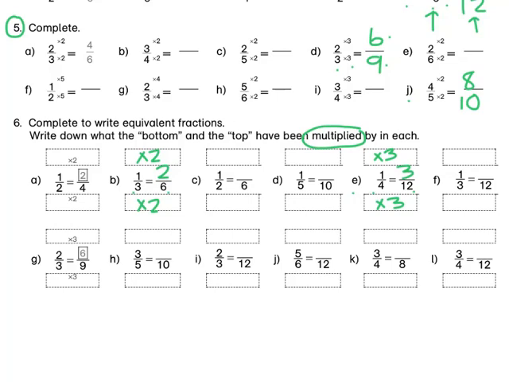For G, this is our example. We times the bottom by 3 and we times 2 by 3 at the top to give us 6. For I, from 3 to 12 we times by 4, so we times the top by 4, 2 times 4 is 8. Lastly, if we look at L, 4 to 12 we times by 3, so we times the top by 3, 3 times 3 is 9. It's your turn to complete all of 6 now.